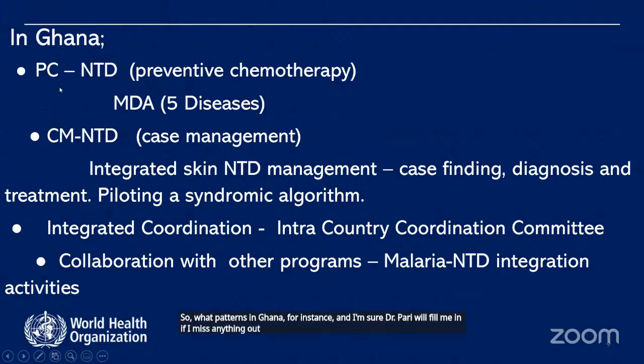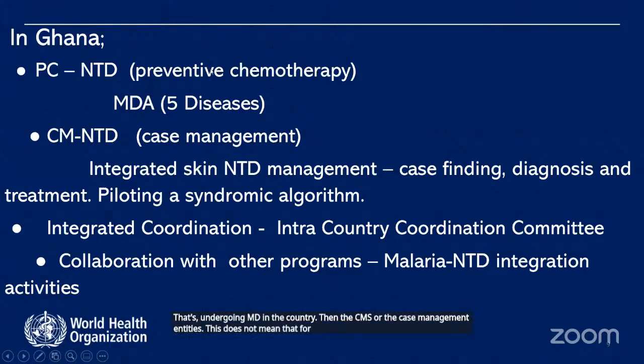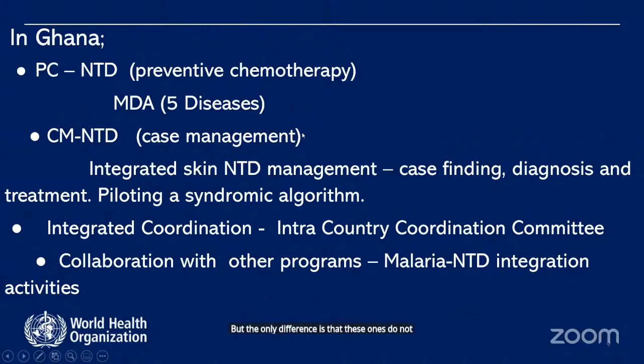But in Ghana, as I said, the NTDs have been arranged into the PCNTDs. Those are the diseases that require preventive chemotherapy. And here we have 5 main diseases that are undergoing MDA in the country. Then the CMs, or the case management entities. This does not mean that for the PCs there's no case management for them. There is also. But the only difference is that these ones do not go by mass drug administration.